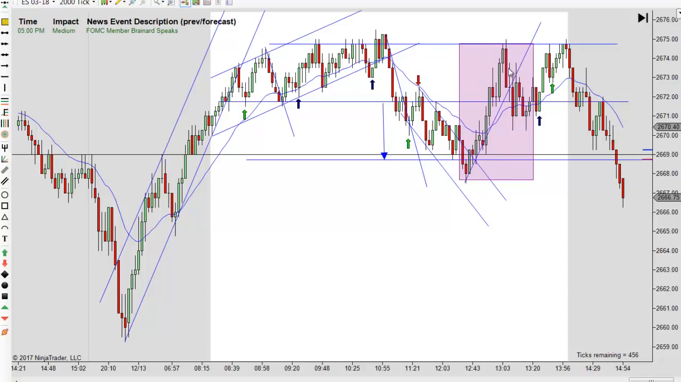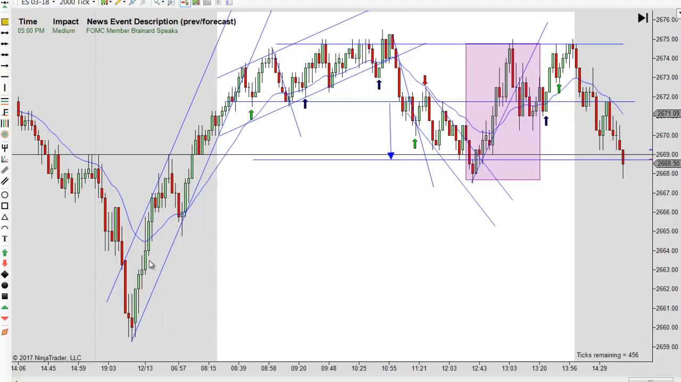This would have been a nice place to get short, but it's such a big bar, and we do have a trend line working up, although I think the range is probably taking precedence here, but because it's going into the news item, you just can't risk that. But anyway, let's start from the beginning.